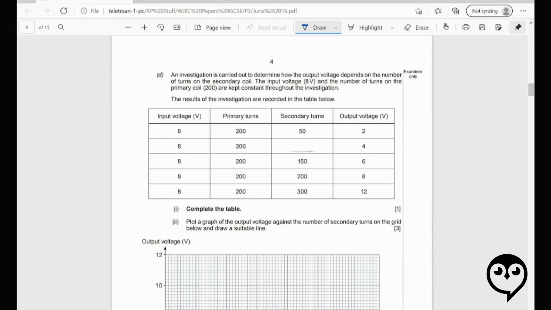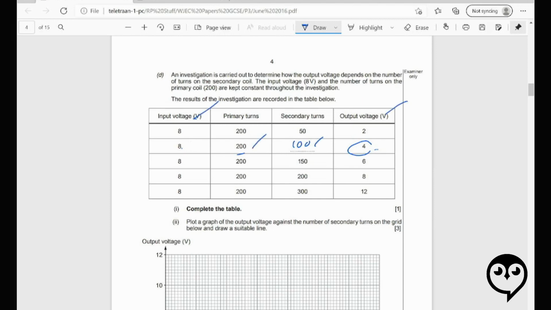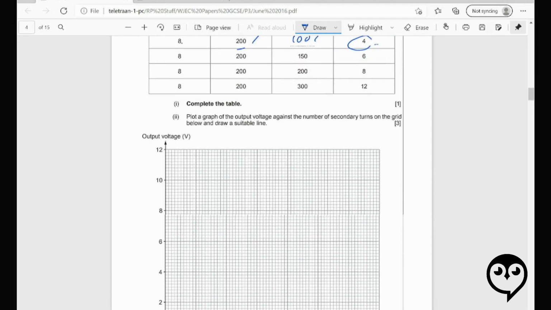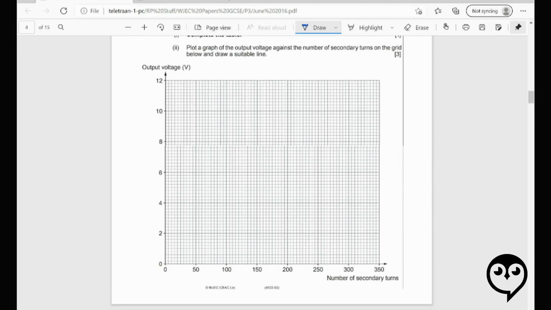What do we got here? I'm going to guess that this goes 100. Yeah, because it's going to be half. And the relationship you can see is, this over this is 2, so this over this must be 2, and there we have it. Plot a graph. Yeah, so we know how it's going to go.